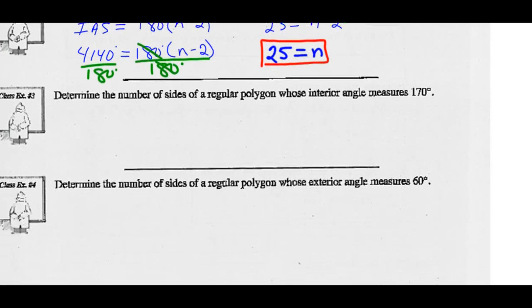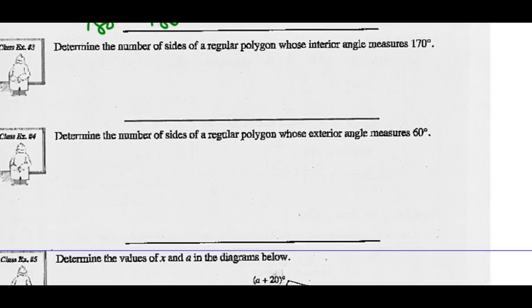Example 3. Determine the number of sides of a regular polygon whose interior angle measures 170. So that's one interior angle has a measure of 170. So if we talk about one interior angle, you go back and look on your notes from the other page, the measure of one interior angle is 180 minus 360 over n. So we're told the measure of one interior angle is 170, so that's going to go on the left side of this equation. 170 equals 180 minus 360 divided by n.